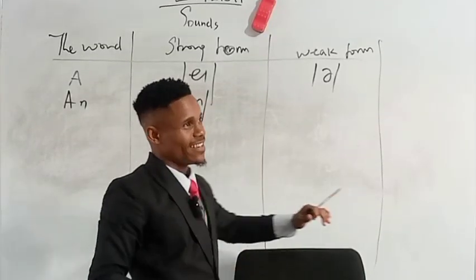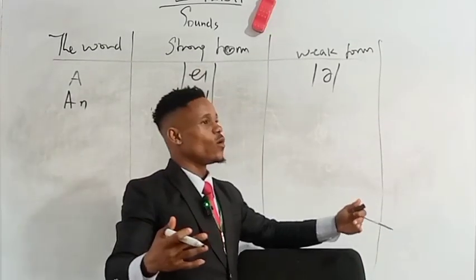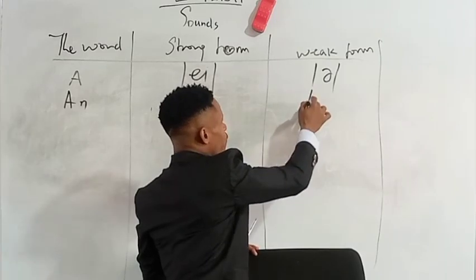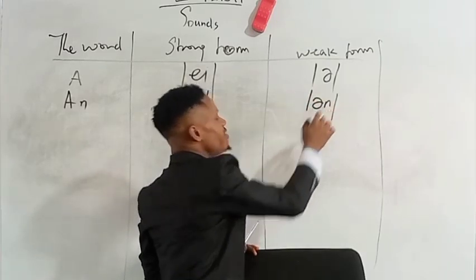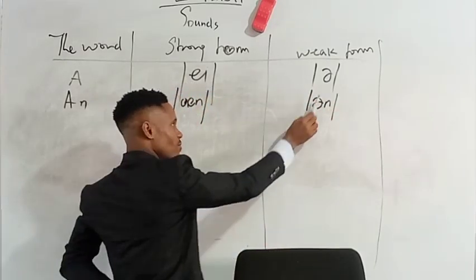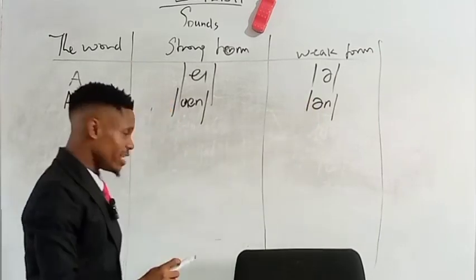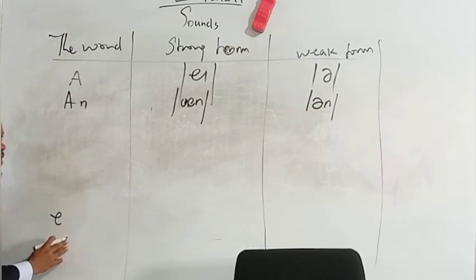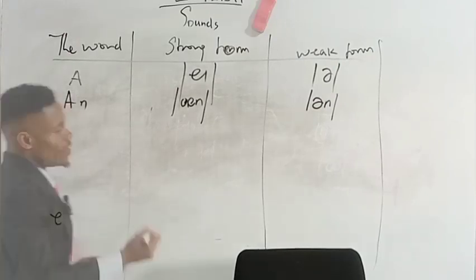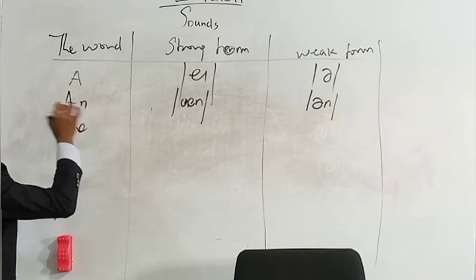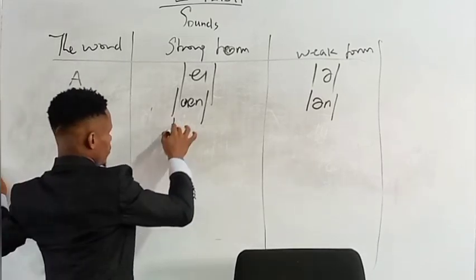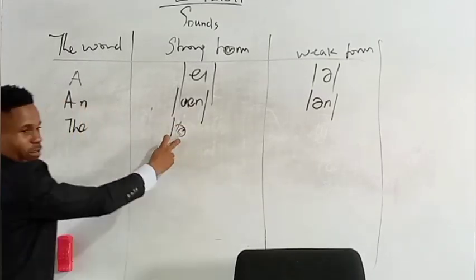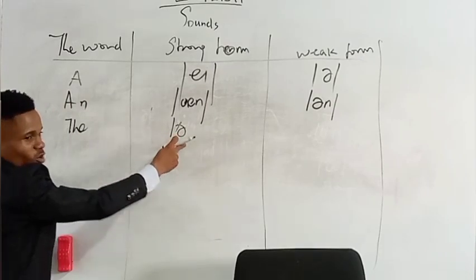Okay, and then if you are looking at the weak form, it is this. Take note, this sound is a very weak sound. I've explained it now, A obstructed, a kind of lazy. Forget about this one for now. This one is a consonant. We are coming to that.